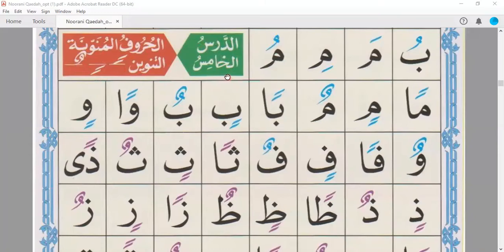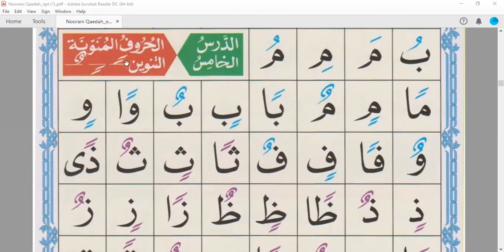الدرس is lesson. الخامس is fifth. So this is the fifth lesson. الحروف المنونة, the letters with tanween on top of them or tanween on them. The letters with tanween, you need to know what tanween is. So tanween means adding noon. Okay, according to the dictionary, at-tanween yani adding noon.